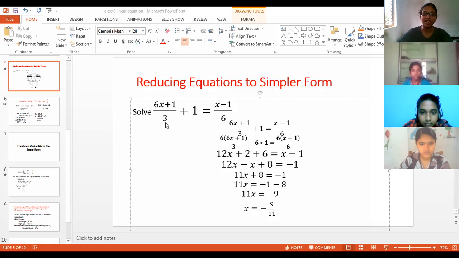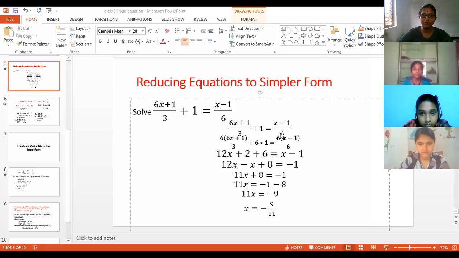Then after that, we find the LCM of 3 and 6. What is the LCM of 3 and 6? We find the LCM of 3 and 6 is 6 itself. Then after finding the LCM, I am multiplying with that LCM on both sides, that is in LHS and in RHS.